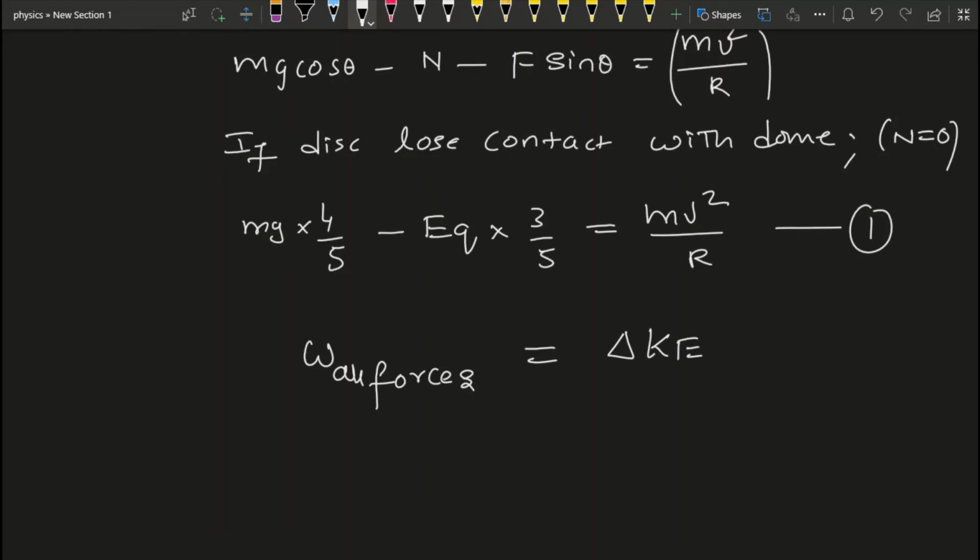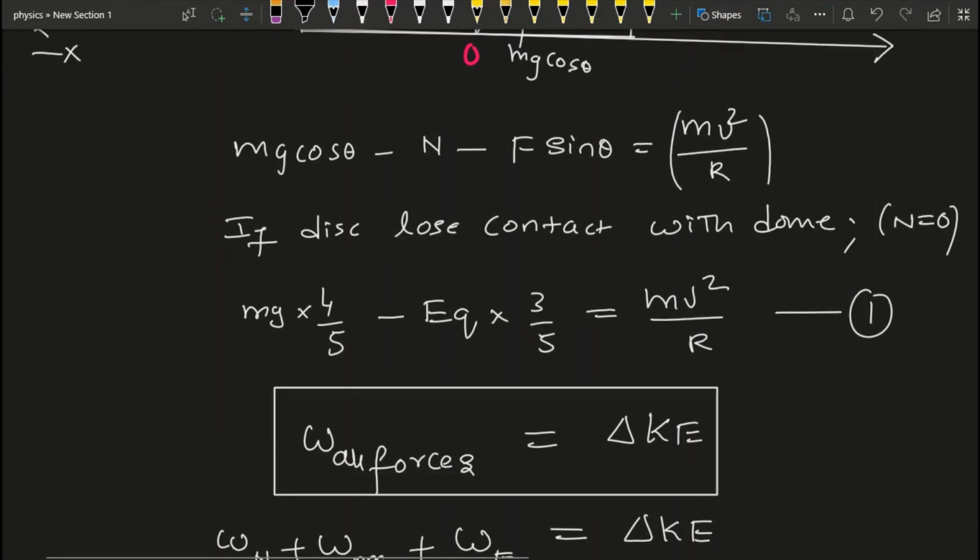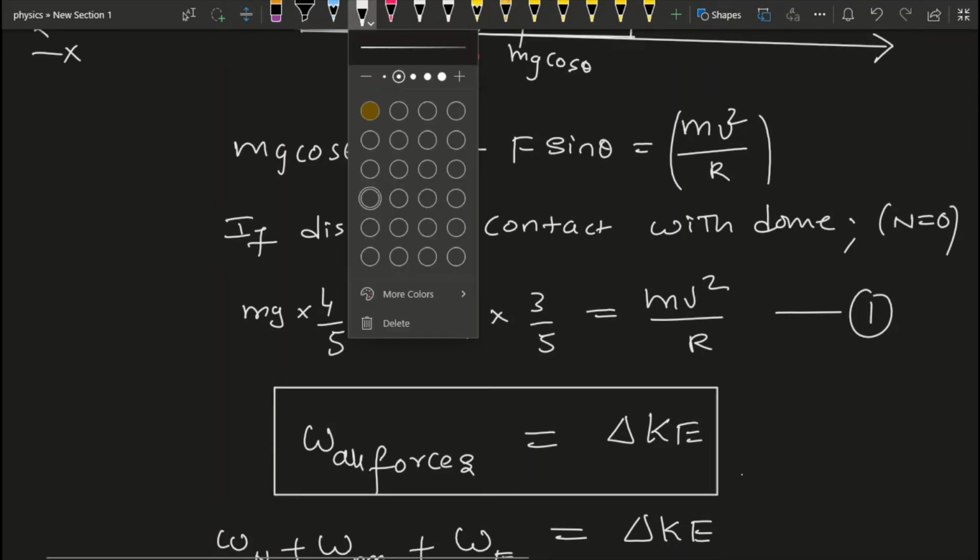Work done by all forces means work done by normal force plus work done by gravitational force and work done by electrostatic force. That all work done must be equal to change in kinetic energy. So this is the work energy theorem. So we are going to apply this work energy theorem. Now see what we will get.